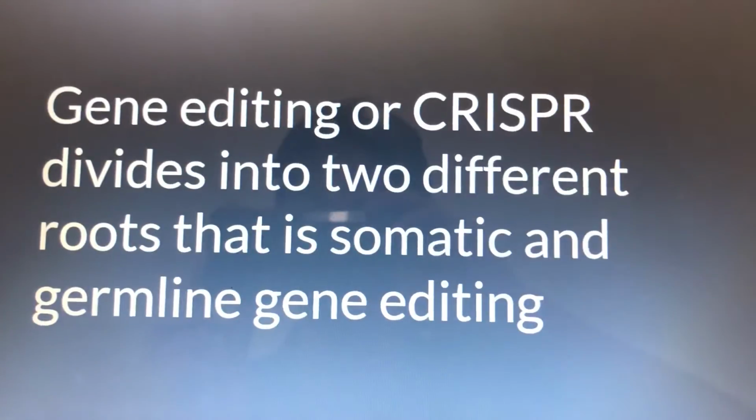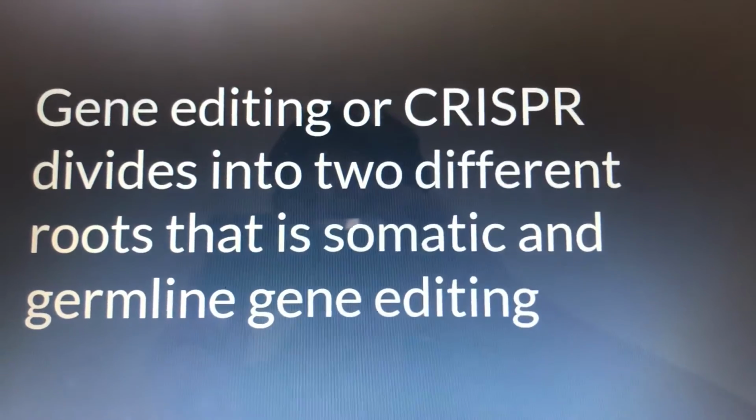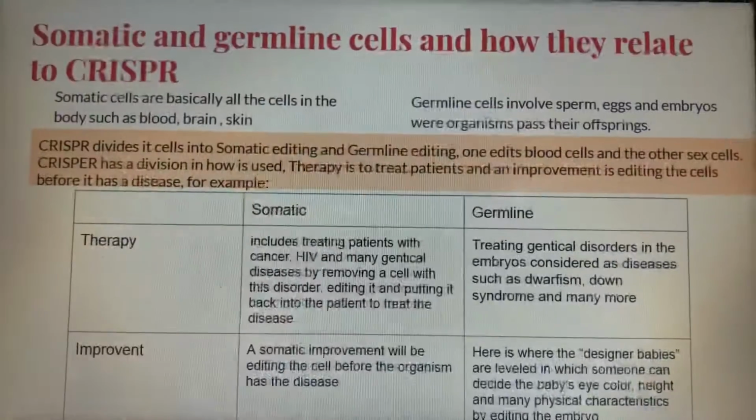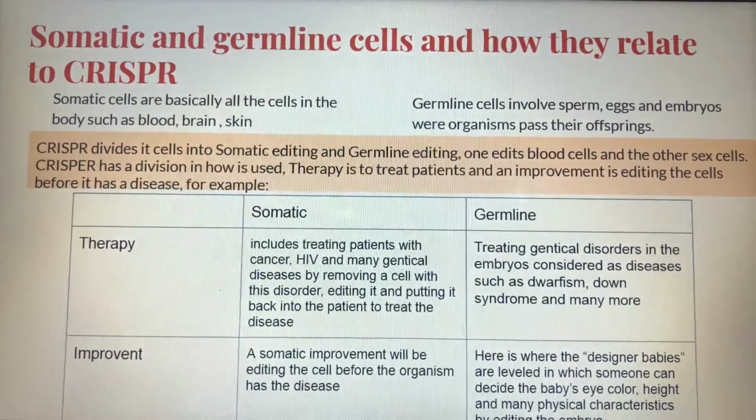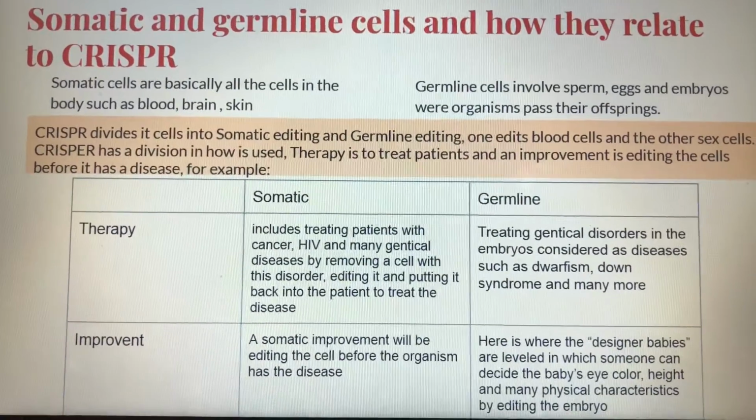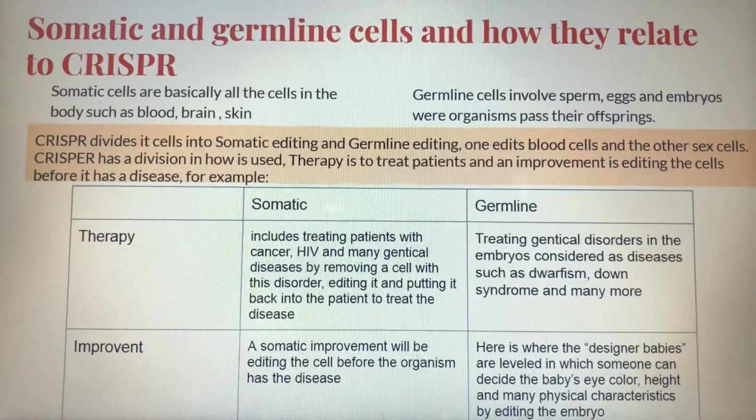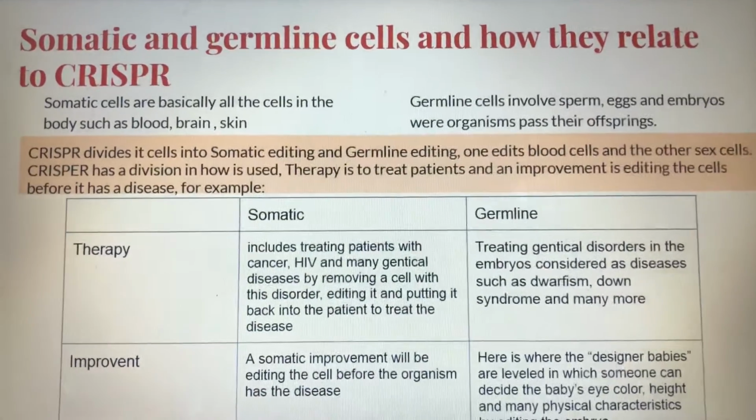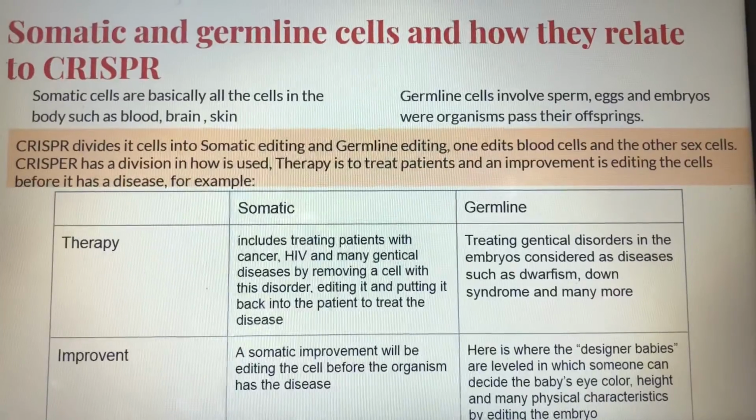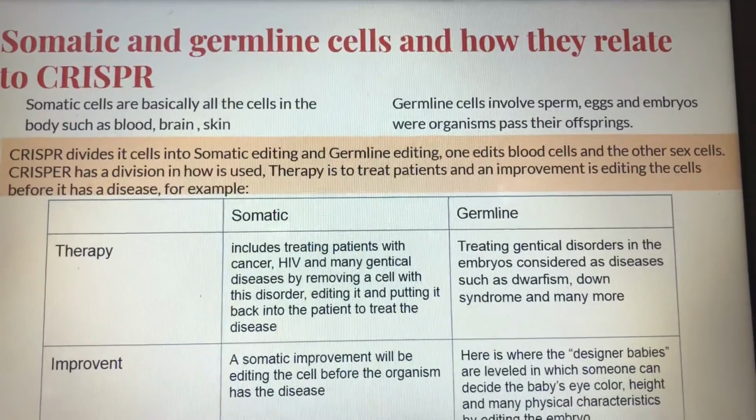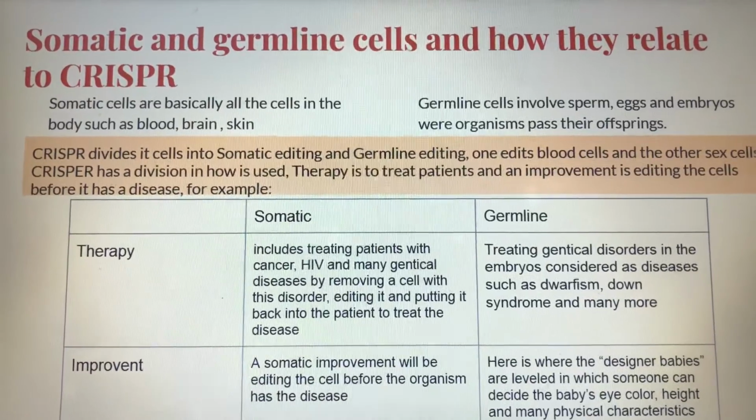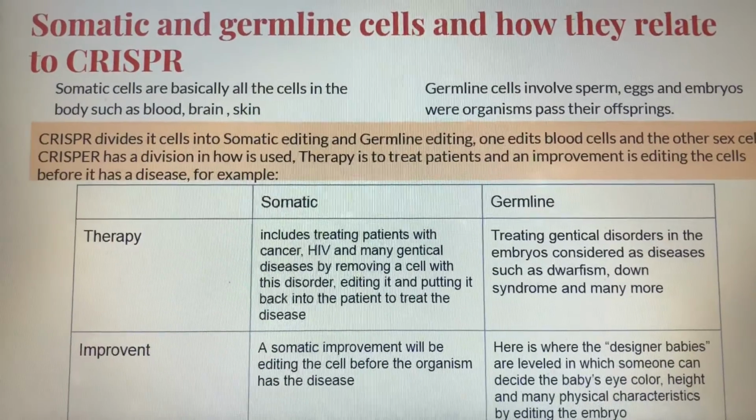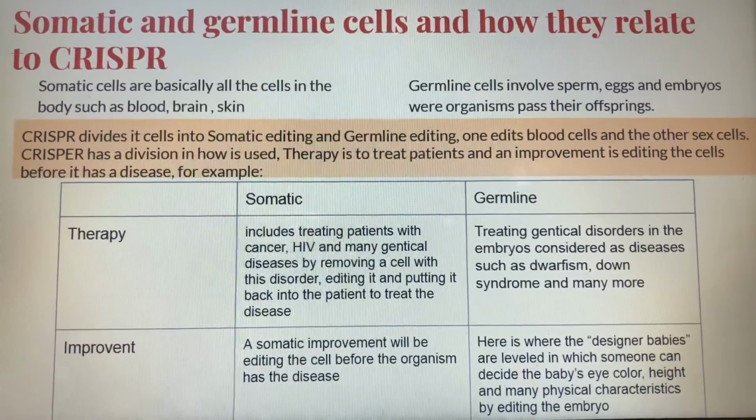So gene editing, or CRISPR, divides into two different routes: somatic and germline gene editing. Somatic and germline cells and how they relate to CRISPR. Somatic cells are basically in the skin and in the body, such as blood, brain, skin, and all the cells except germline cells, which involve sperm, eggs, and embryos, where organisms pass on to their offspring. CRISPR divides into somatic editing and germline editing. One edits blood cells and the other sex cells.